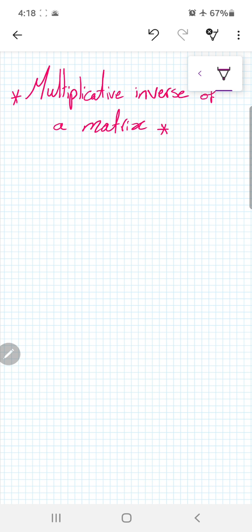Hello everyone. Our lesson today is about the multiplicative inverse of a matrix. It's the last lesson in unit 1.